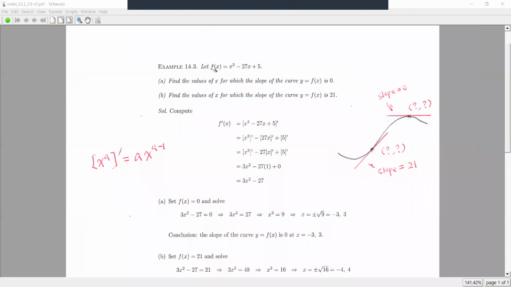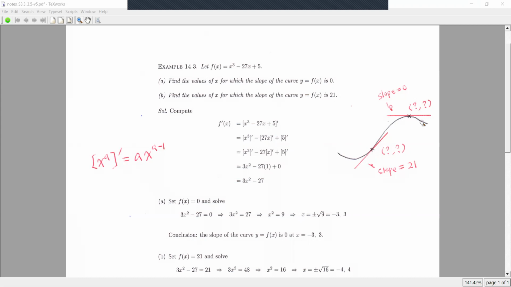Example 3. Let the function f be this polynomial. Part A, find the values of x for which the slope of the curve is 0. The slope of the curve means the slope of the tangent line to the curve. Part B, find the values of x for which the slope of the curve is 21.